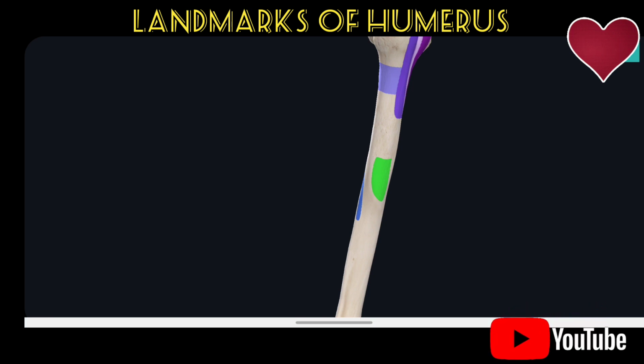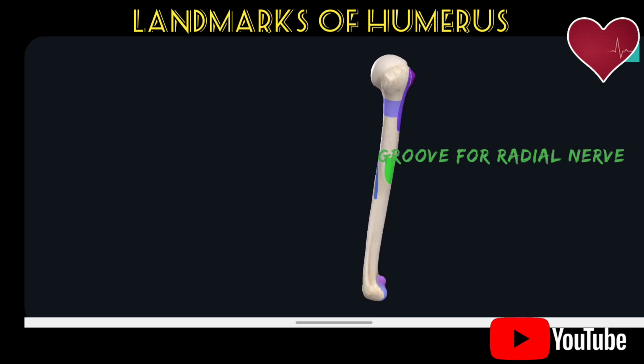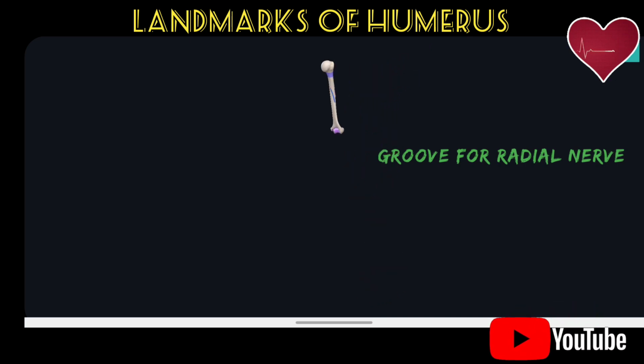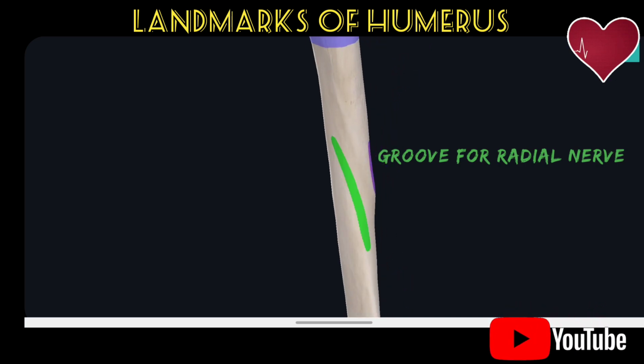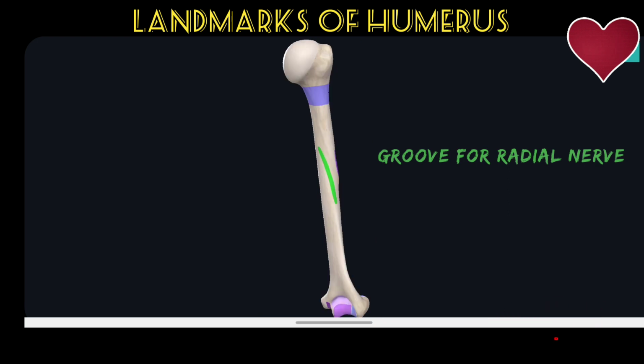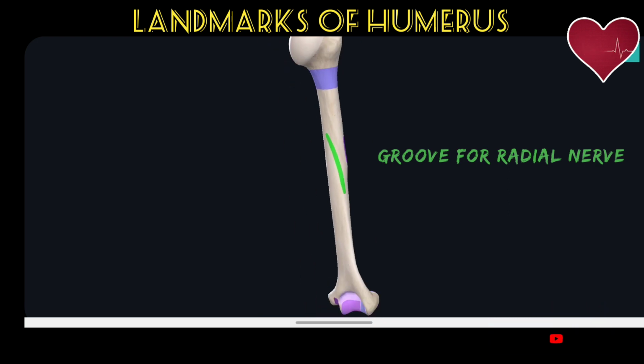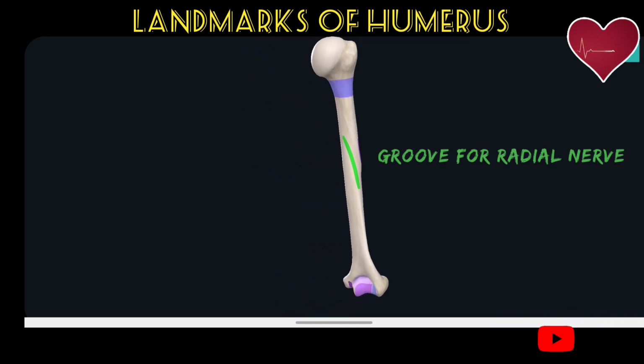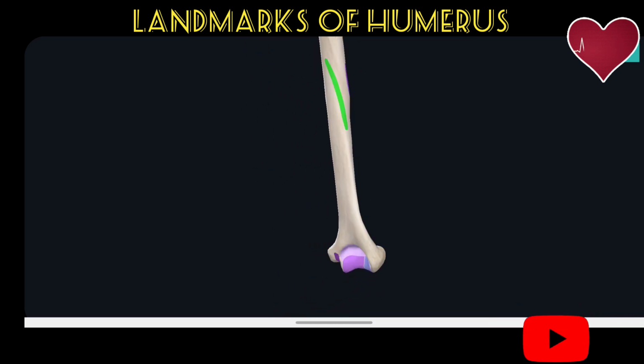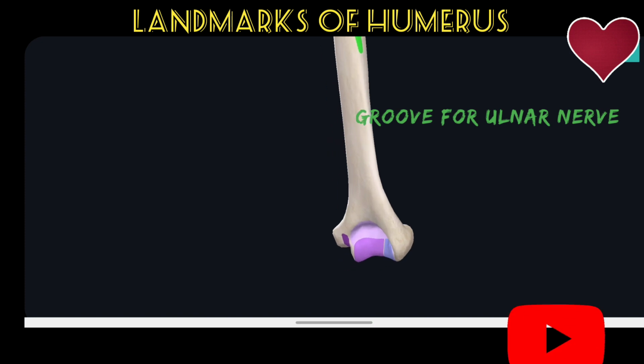And next we have groove for radial nerve. This part is known as the groove for radial nerve. This landmark is a shallow oblique depression found along the posterior surface of humerus. It travels in an inferolateral direction and is located between the origin site of the medial and lateral head of triceps and biceps muscle. And next we have groove for ulnar nerve.